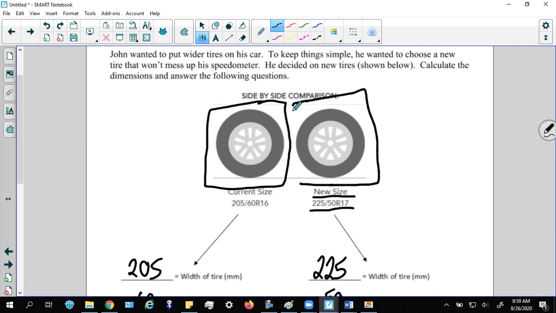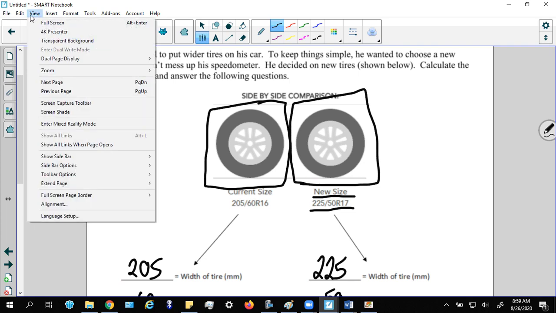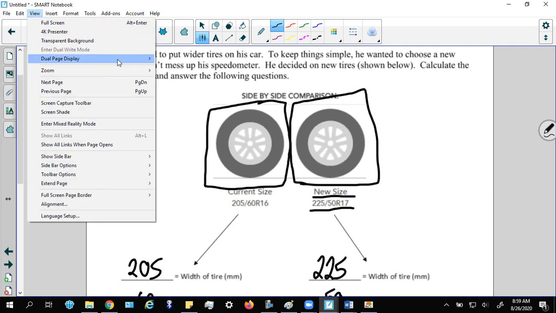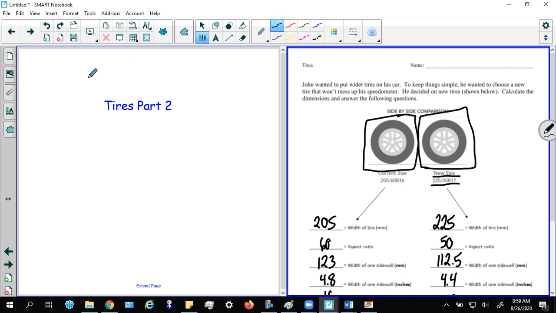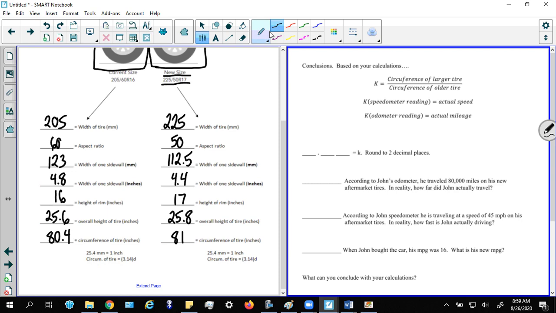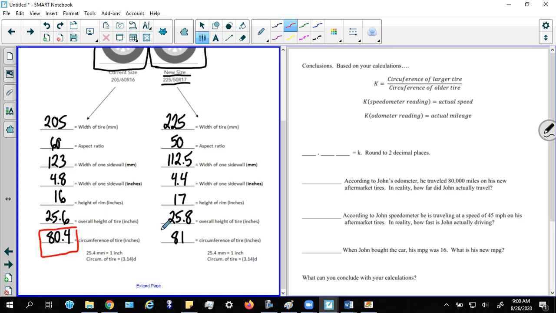When you put bigger tires on your car, it's actually going to change a couple things when it comes to how your car operates. Your car is still going to drive down the road, so that's not an issue. But it's going to throw off your speedometer and odometer. The information that we're going to take is this 80.4, and 81, the circumference.